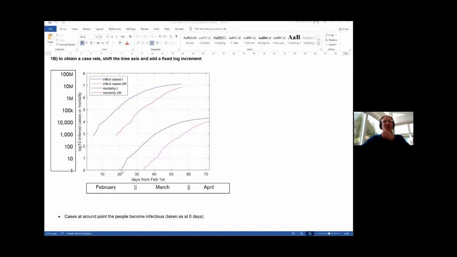So the graphs are all essentially, and along the horizontal axis is days, and I've called day 0 as the 1st of February, or day 1 as the 1st of February. And so we've got 72 days updated yesterday. So there's 72 days of data, so the whole of February, the whole of March, and just under half of April. And the graphs are all logarithms of numbers of either mortality or infected cases, or the model that goes along with that.